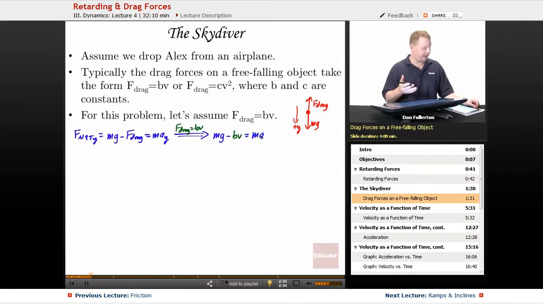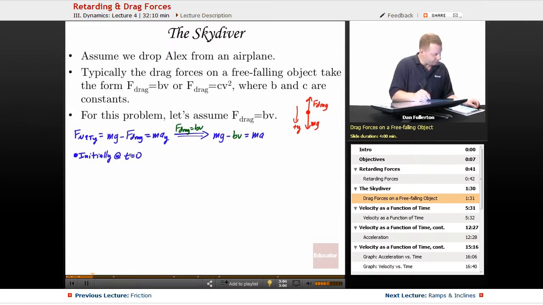Now let's take a look at what happens when we first push Alex from the plane. Initially, at time t equals 0, Alex's velocity is 0. Therefore, the drag force is 0, mg equals ma, and a is just equal to g. The acceleration is equal to the acceleration due to gravity. So therefore, we can write at that point, acceleration is equal to g.